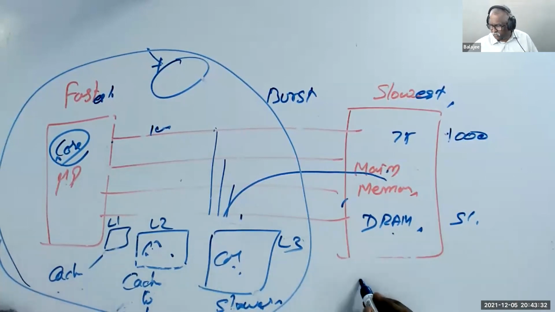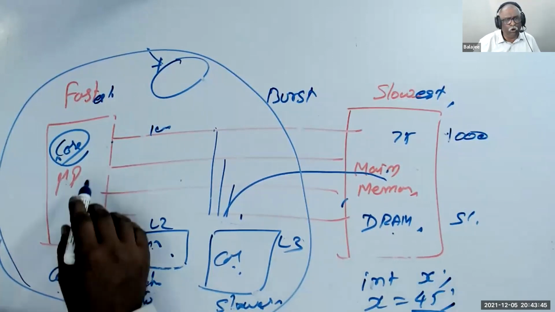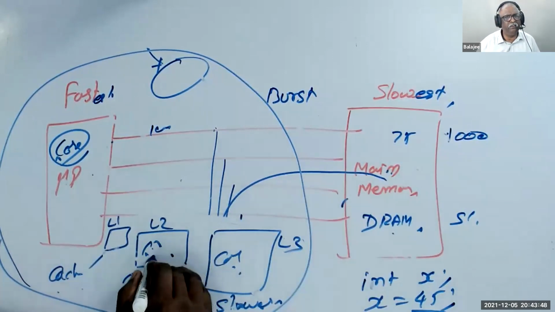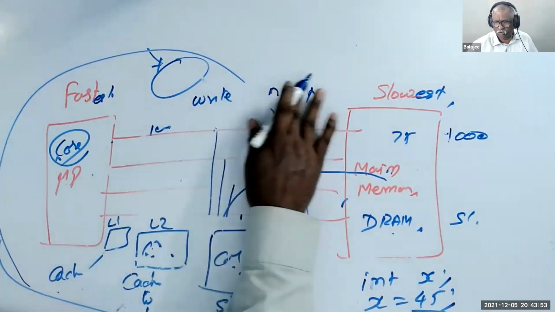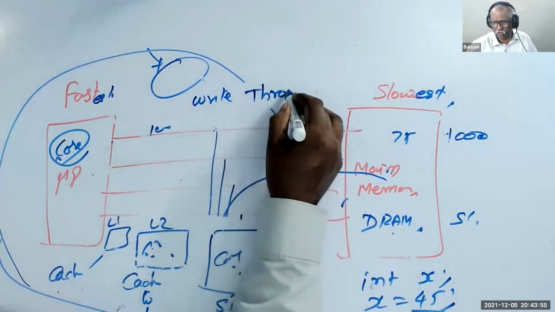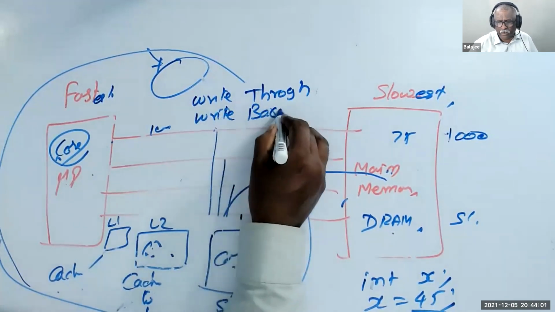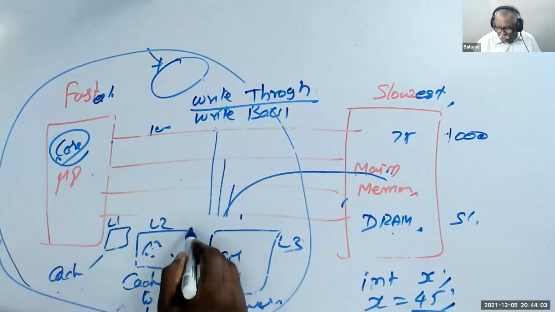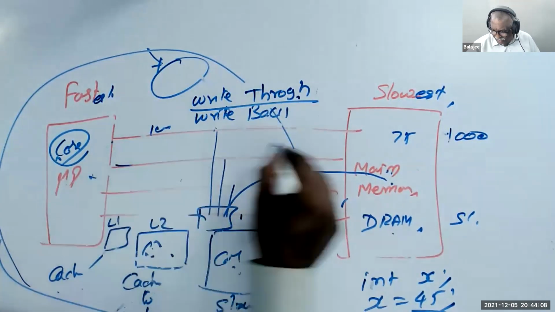I write a program, int x is equal to 45. I write. Do you want to write here? I want to keep it only here. That is called write through. Or write back. Write through means I don't bother about the controller. I will write on the main memory. Write through means I will write that, I will write here also.